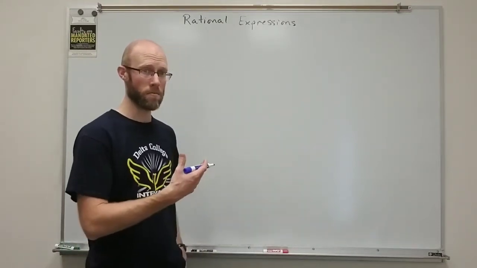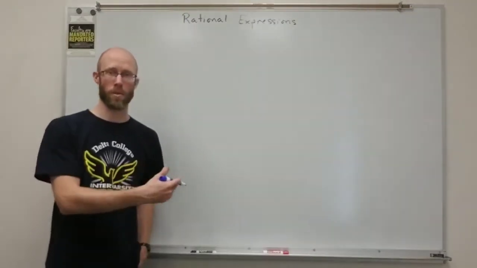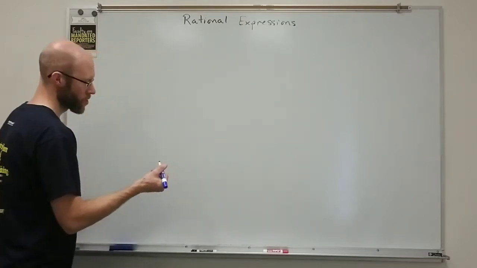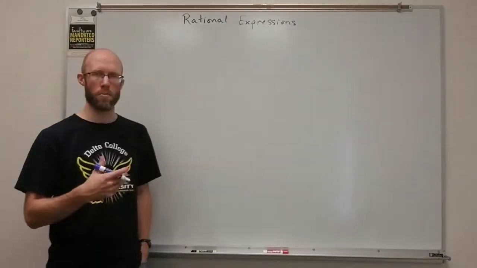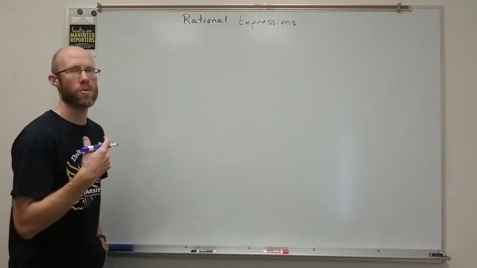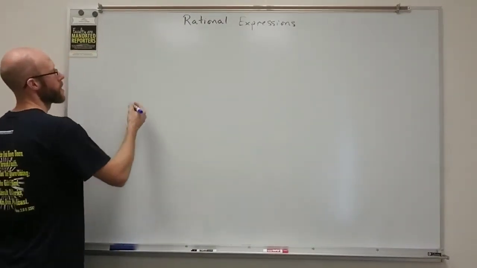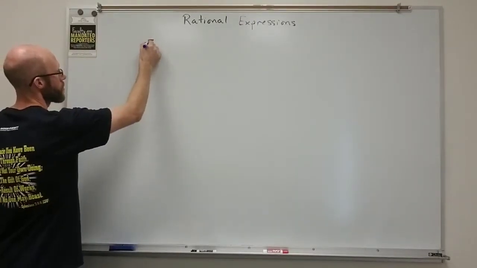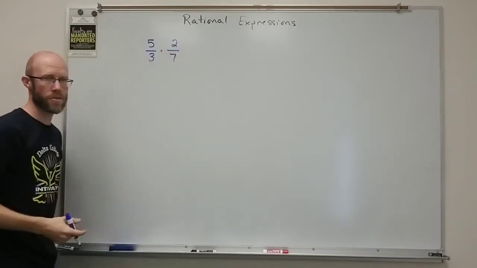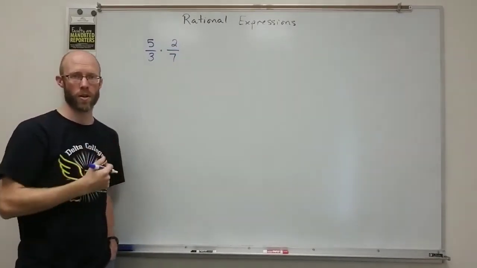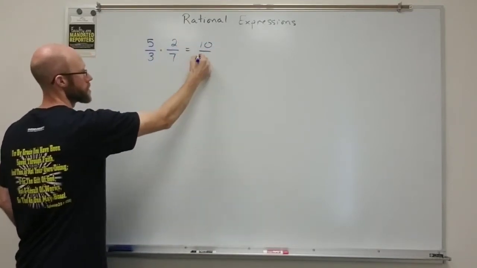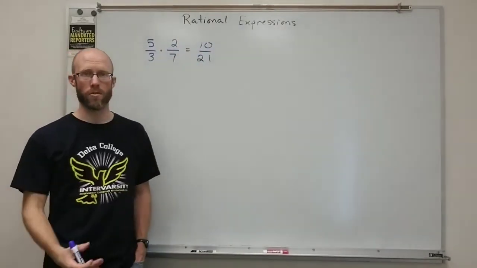So at this point, we're just going to work on the multiplying and dividing because those are kind of the easiest operations to work with. So remember, and I'll give you a numerical example before I give you the rational expression examples. So remember with numbers, if you're multiplying, if I have something like, say, 5/3 times 2/7, you just simply multiply straight across, right? So 5 times 2 is 10, 3 times 7 is 21, 10 21st, okay?